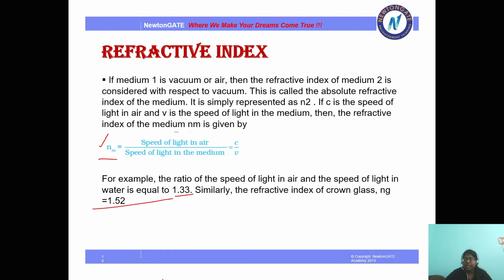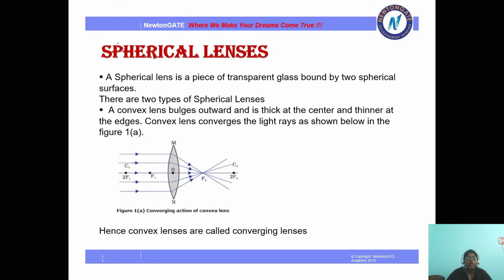Okay. Then the next thing we will be talking about is spherical lenses. We talked a lot about spherical mirrors. Now we have stumbled upon spherical lenses. Spherical lenses are basically a piece of transparent glass bound by two spherical surfaces. These two surfaces are either a convex surface or a concave surface. Depending on what kind of surface I am taking, there are two kinds of lenses, convex lens or concave lens.